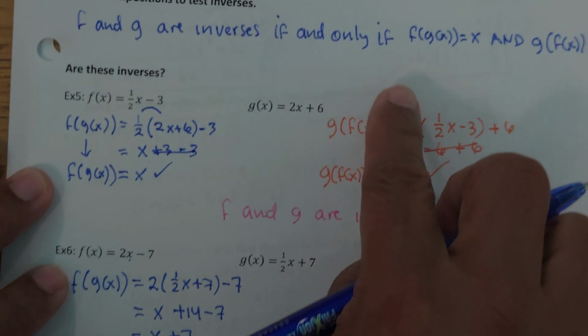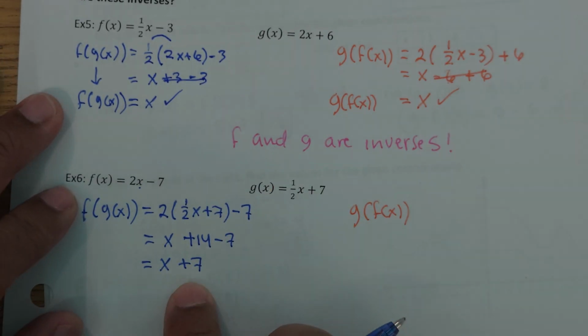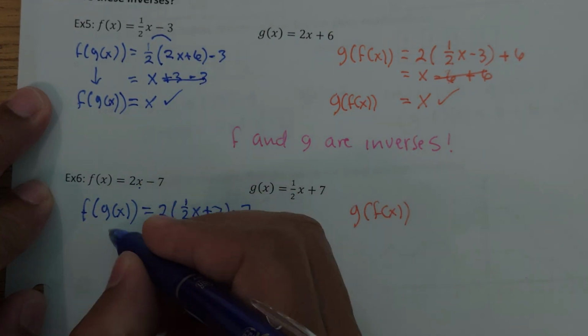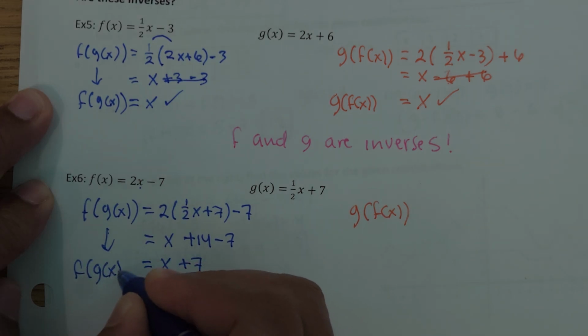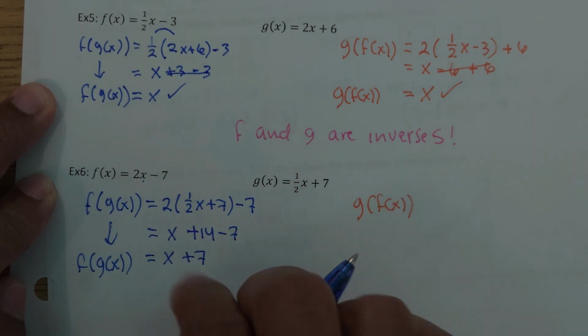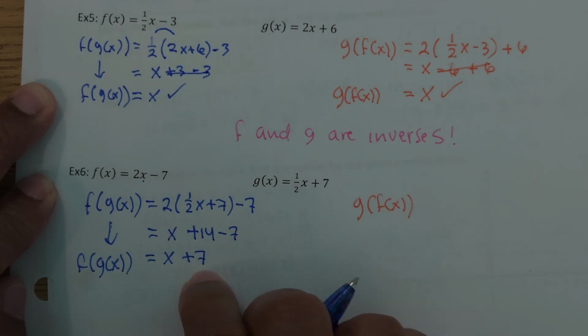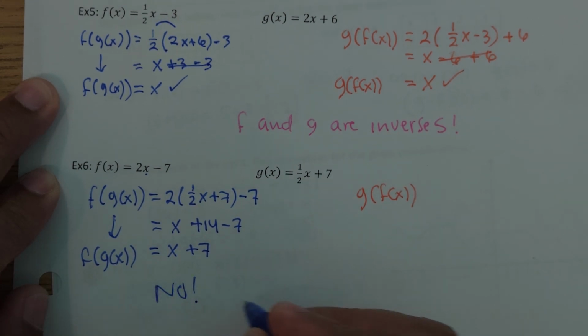Again, the condition is that this composition has to be only equal to x, but notice we have x plus 7. Since we have x plus 7, we do not have to do the other proof, because this is a biconditional, so they both have to be true. Since this one is not true, because we don't have only x, we can just stop and say no, they are not inverses.